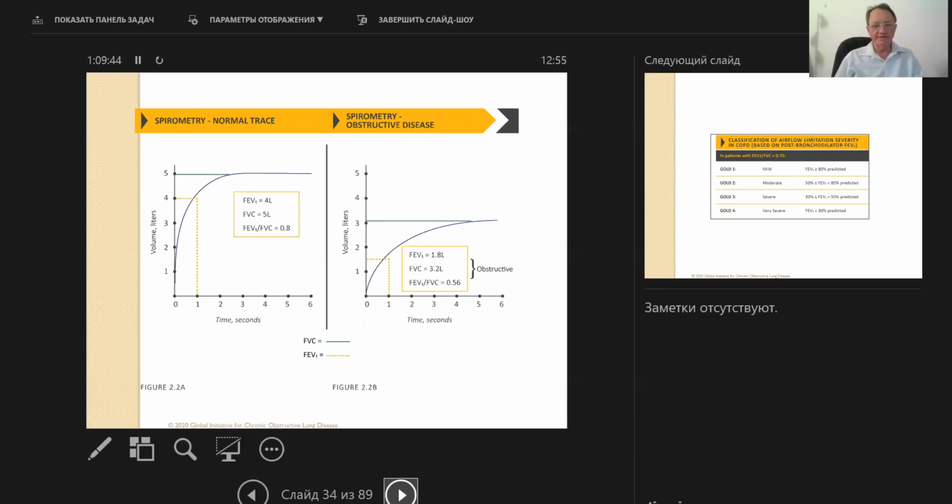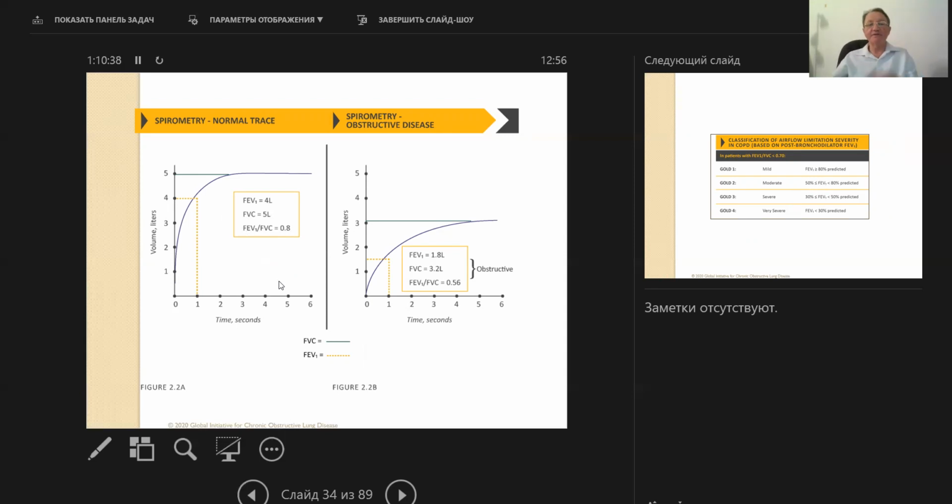So on this slide, on the left part of the slide, you can see the normal trace in spirograph investigation and the patient with COPD. I would like to stress that the main spirometry criterion is the ratio between forced expiratory volume in 1 second, FEV1, to forced vital capacity, FVC, less than 0.7. In this case, you can see this ratio is 0.56. For this, 0.8 is the normal range.